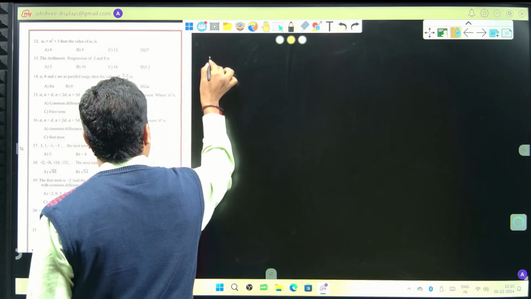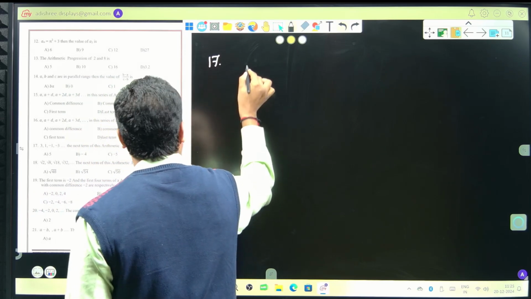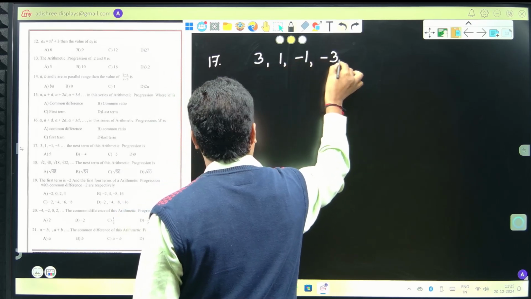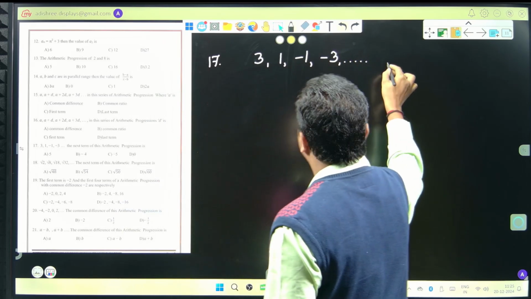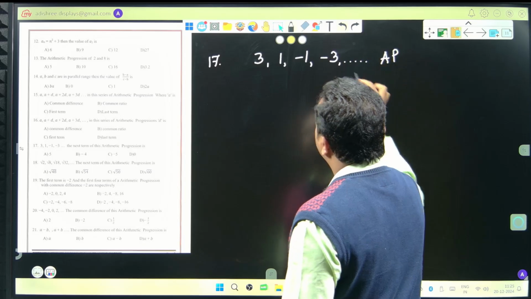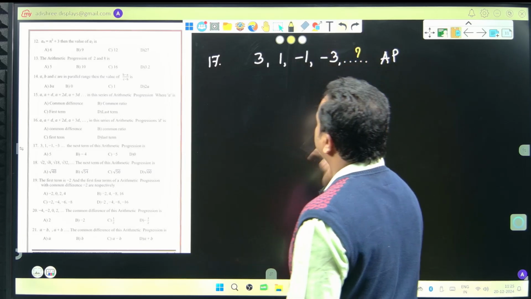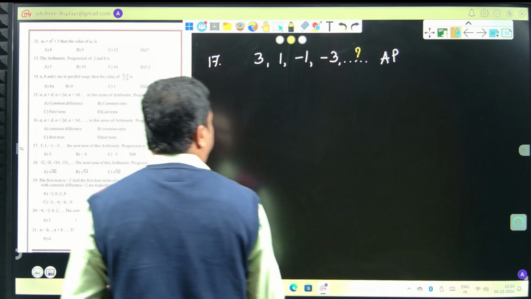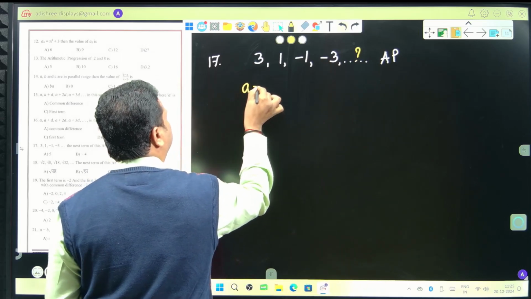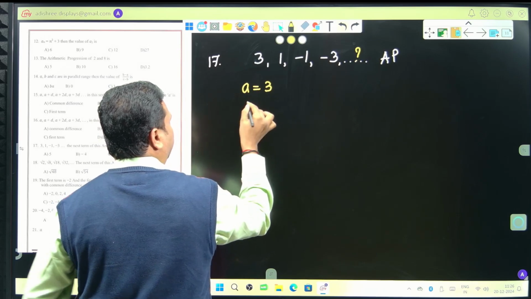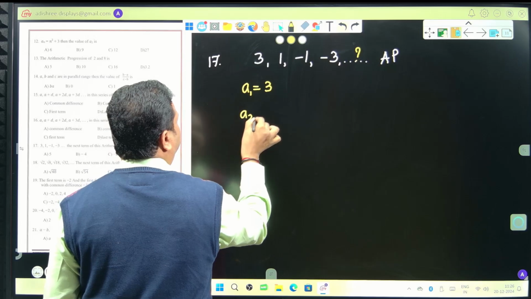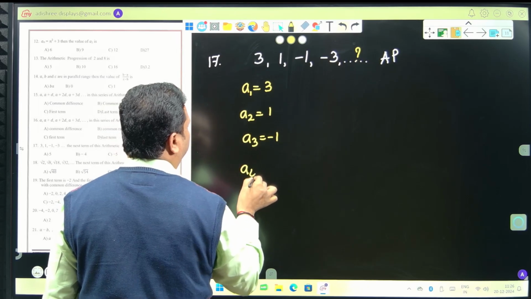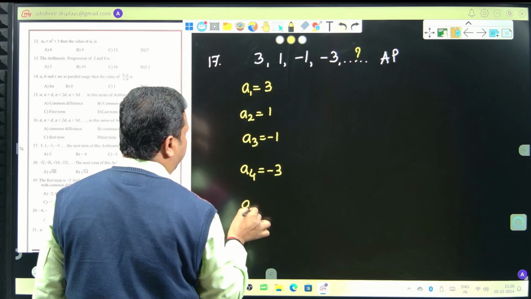Question number 17. 3, 1, -1, -3 are in AP. Then they ask which is the next term. When the four terms are in AP, it is easy to understand. The first term is 3, that is A, or you can say A1. The second term is 1, A3 is -1, A4 is -3. The question is to find A5.